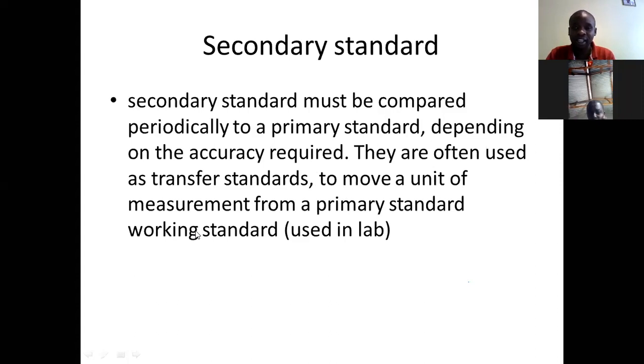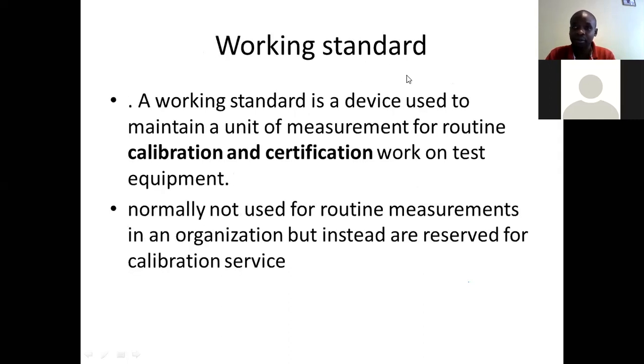There are various areas, especially for you engineers, where you really require very, very high accuracy when you're doing your measurements. So that is why there is need for standardization. And now we look at what we call a working standard. A working standard basically is a device which is used to maintain the unit of measurement for routine calibration and certification work on a test instrument.